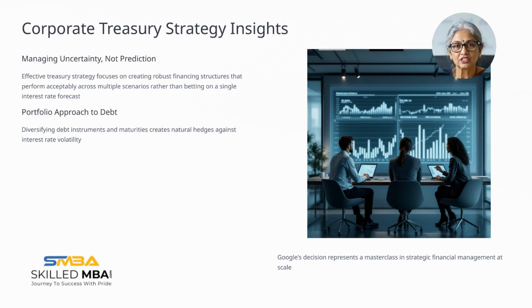Effective corporate treasury strategy emphasizes robust financing structures that perform well across various scenarios, avoiding reliance on single interest rate forecasts. A portfolio approach to debt, diversifying instruments and maturities, naturally hedges against interest rate volatility. Google's strategic financial management exemplifies this approach, showcasing its effectiveness at scale.